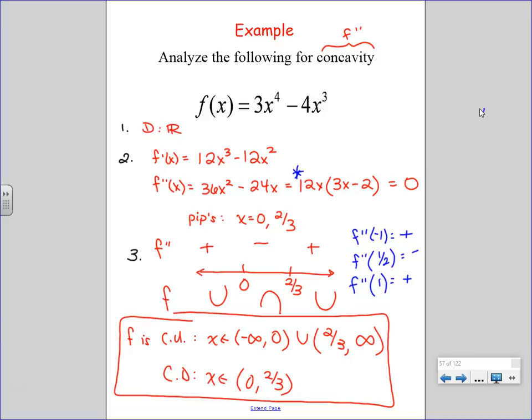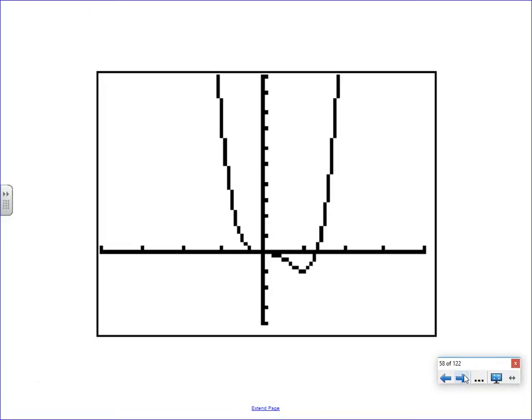Well, let me really quickly show you a graph of f, and let's check our concavity and make sure it makes sense. From negative infinity to 0, here's 0, right? X equals 0. And then where's our 2/3? This one's a little bit harder, but 2/3 would be right about there, there's 1/3, 2/3, because this is 1. Okay. What's the concavity before 0?